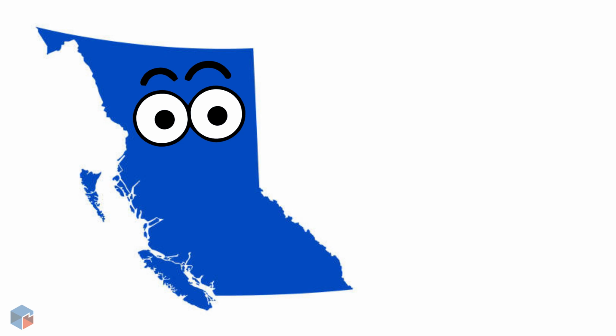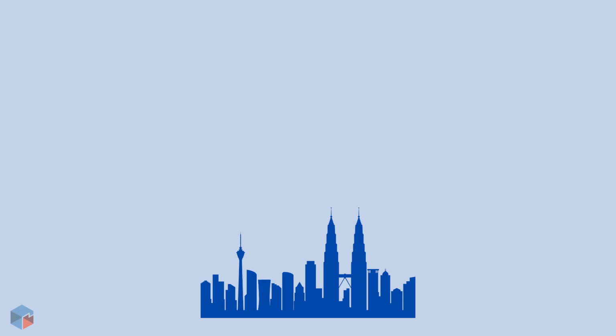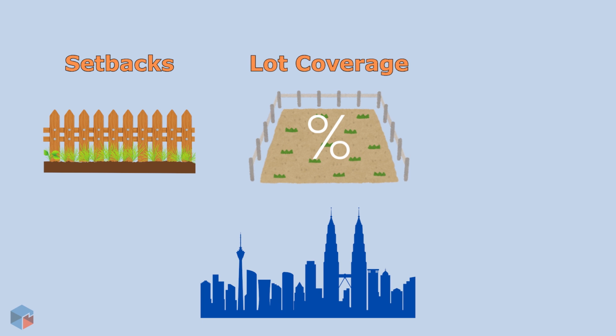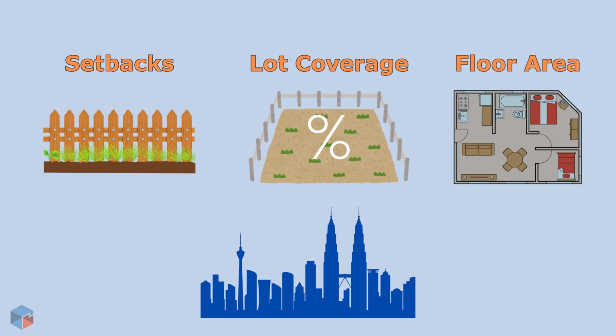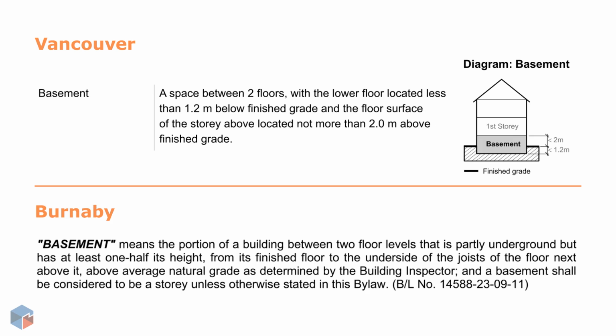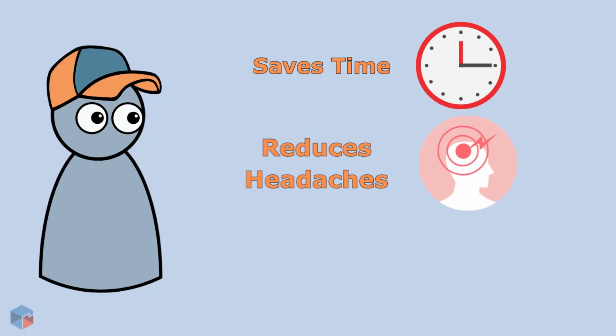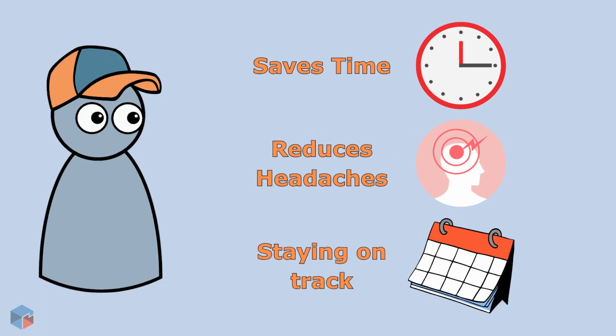Every city in BC has its own zoning bylaw. And while the terms might sound familiar, setbacks, lot coverages, and floor areas, the way cities define and apply them can vary a lot. Even something basic like what counts as a basement might be handled totally differently from one municipality to another. Understanding these rules early on saves time and avoids headaches and keeps your project on track.